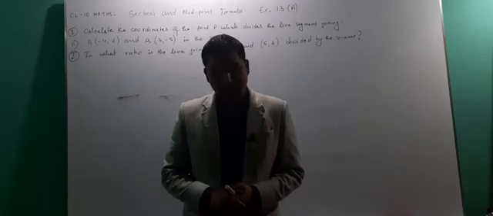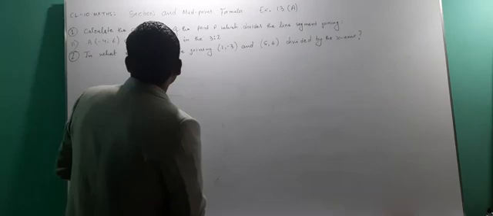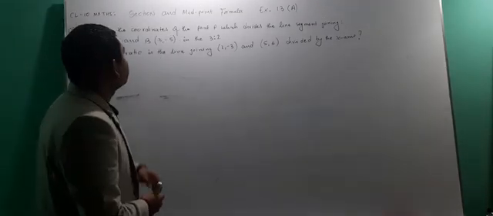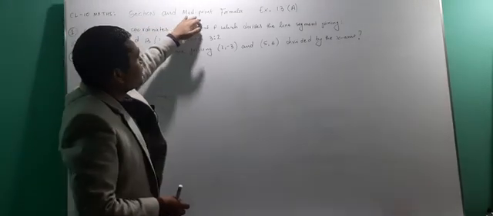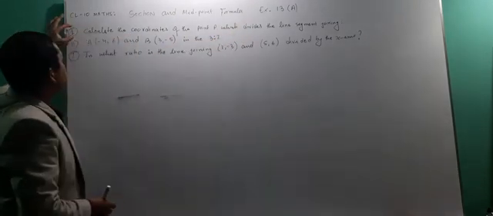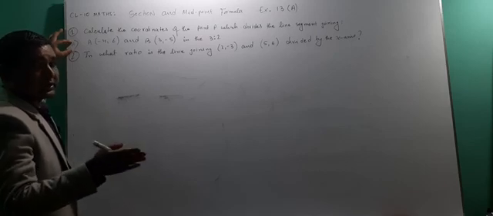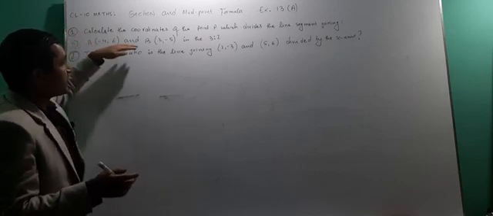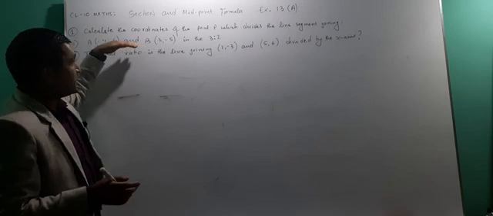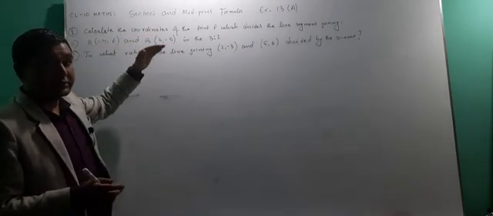Now let me start today's session. This is Chapter 13, section and midpoint formula, Exercise 13A. Today we are going to learn question number 1, sub-question 2, because sub-questions 1 and 2 are the same. That's why I'm just going to give you the idea of how to solve. This is a very easy one. We already did this type of question in the introduction part.